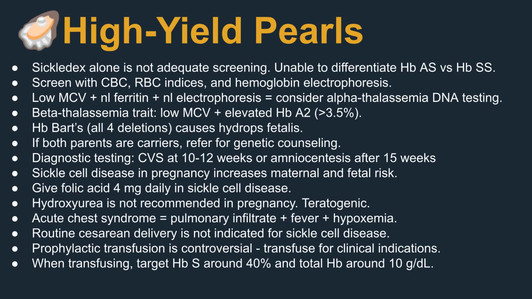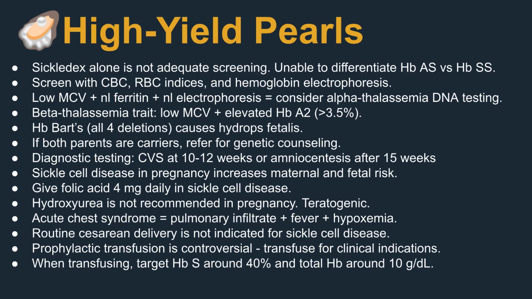SickleDex alone is not adequate screening, as it is unable to differentiate HbAS versus HbSS. Screen with CBC, RBC indices, and hemoglobin electrophoresis. Low MCV plus normal ferritin plus normal electrophoresis equals consider alpha-thalassemia DNA testing. Beta-thalassemia trait: low MCV plus elevated HbA2, greater than 3.5%. Hb Barts, all 4 deletions, causes hydrops fetalis. If both parents are carriers, refer for genetic counseling. Diagnostic testing: CVS at 10 to 12 weeks or amniocentesis after 15 weeks.